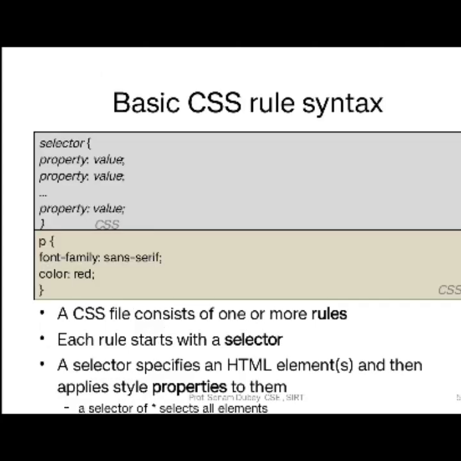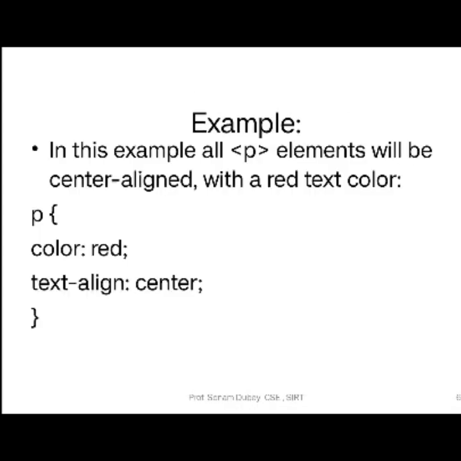Now the basic CSS rule syntax. Starting with the selector, then open curly brackets, then property: value 1, 2, 3, it continues up to n. In the next part, for example, P stands for paragraph, then open curly brackets, then font-family sans-serif. Here sans-serif is nothing but a font family. And the next part is color colon red. So color is the property and red is its value. Here we can show some examples also.